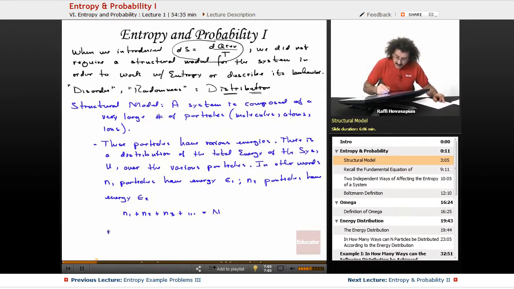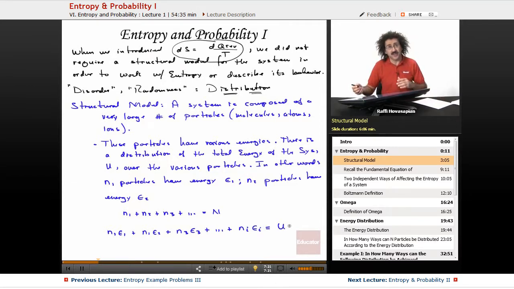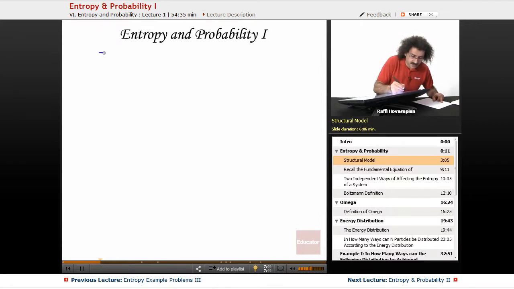Now, the number of particles with energy 1 times E sub 1, plus the number of particles with energy 2 times E sub 2, and so on up to n sub i with energy E sub i, has to equal the total energy of the system. When I add all these energies, the maximum energy that I can have is U, the total energy of the system. That's the second constraint. Nothing strange happening here. The system has a certain energy. Our system is made up of a bunch of particles. We're distributing this energy over the bunch of particles. That's all.